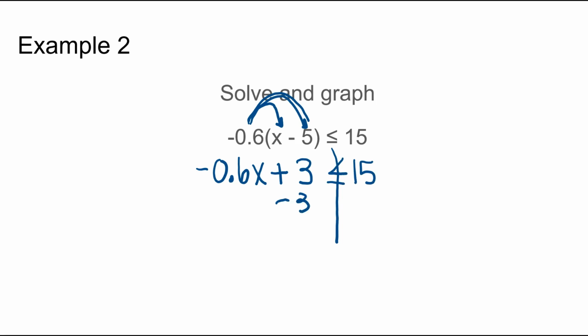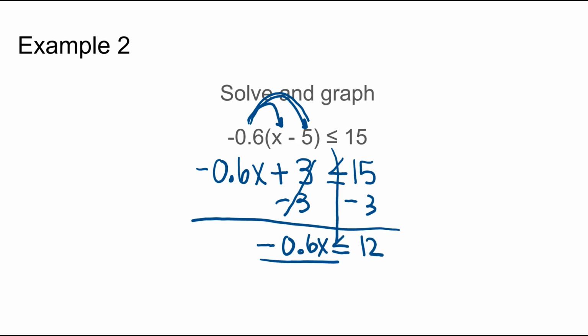I'm going to subtract 3 from both sides. Negative 0.6x is less than or equal to 12. Now I'm going to divide both sides by negative 0.6. Pause. I'm dividing. Did I divide by a negative? Yes. So I'm going to reverse that less than or equal to become a greater than or equal to. And I get x is greater than or equal to negative 20.